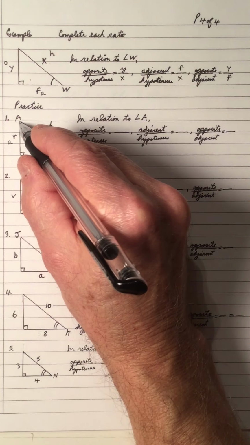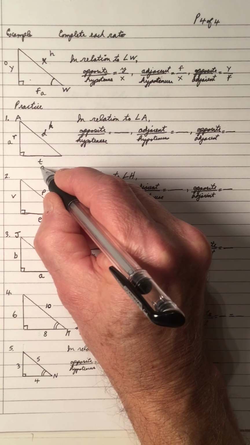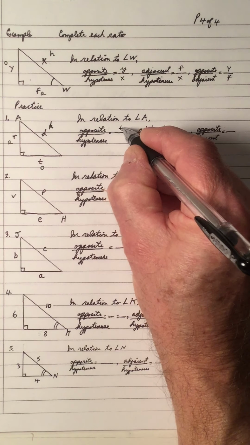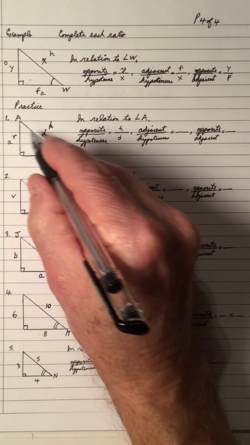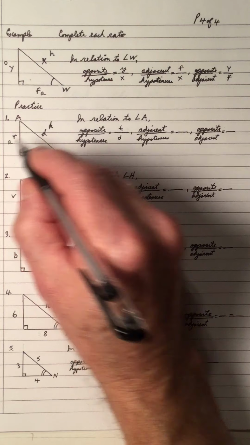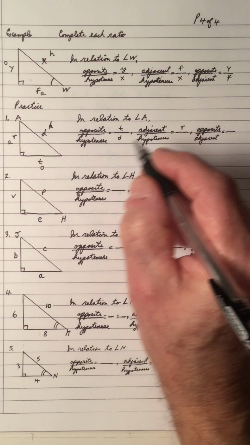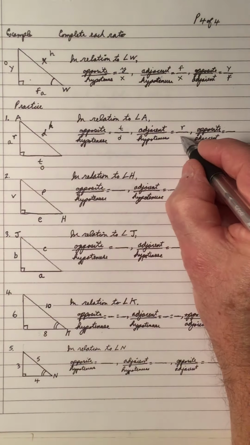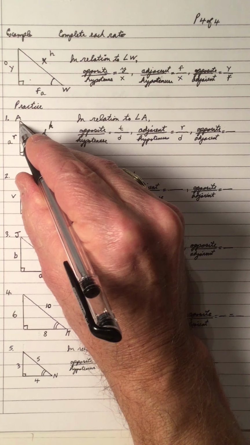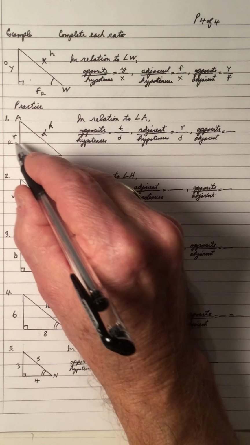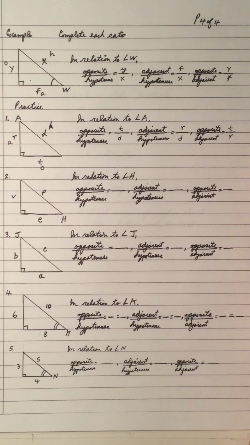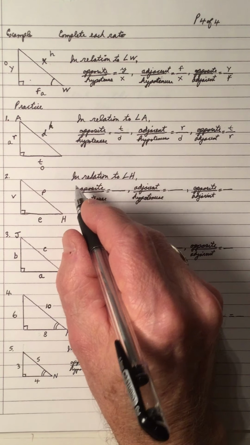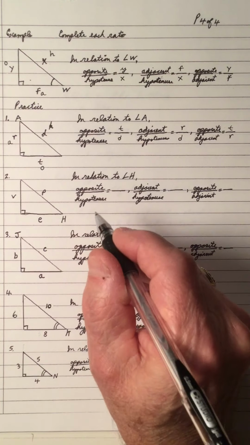So, in relation to angle A, opposite is T. Hypotenuse is the D. In relation to angle A, adjacent is R. And the hypotenuse is D. In relation to angle A, opposite is T, adjacent is R. Hopefully you're right. If you are, work out the second one. Remember, pause the video, work out the answer, and then press play.